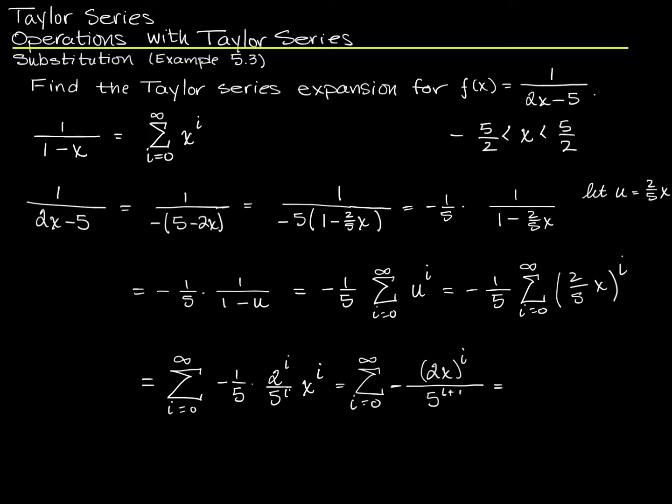Depending on the context in which you're using this, you might want your x to be isolated. So I'll write this one more time, and this is the form your course pack is using. The only difference I'm going to make now is I'm going to leave this x to the i by itself. So I just have negative 2 to the i over 5 to the i plus 1 times x to the i.